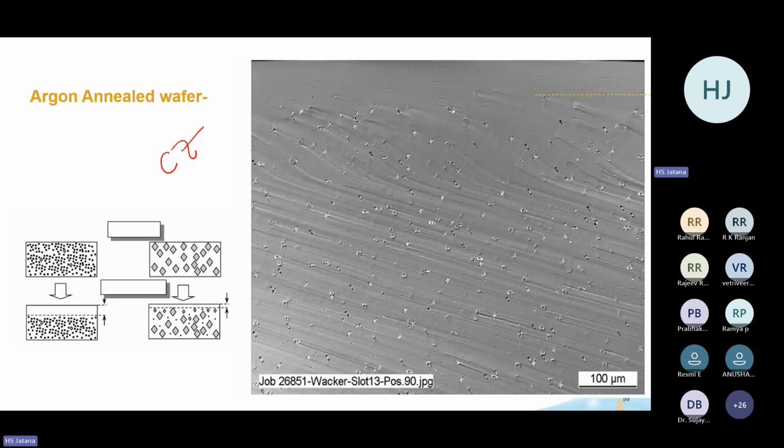There have to be certain impurities, though we want 100% pure, which is not possible. There will be some carbon, some oxygen, some hydrogen. The densities will be close to 10 to the power 8 per centimeter cube, as you are seeing here. So these are those impurities.